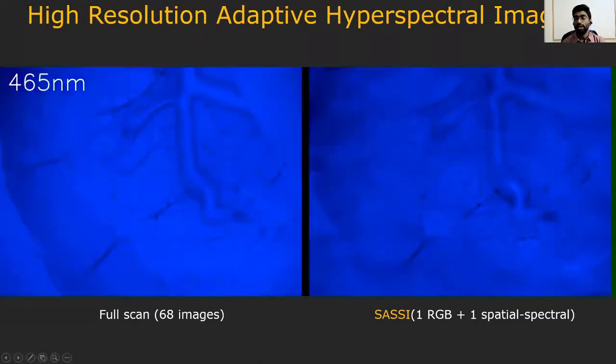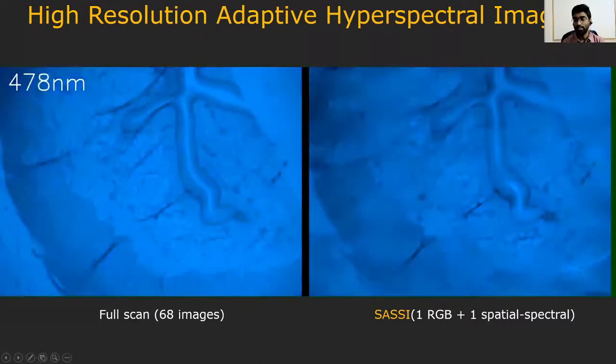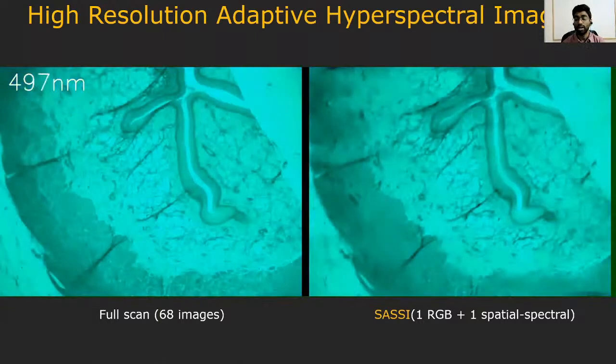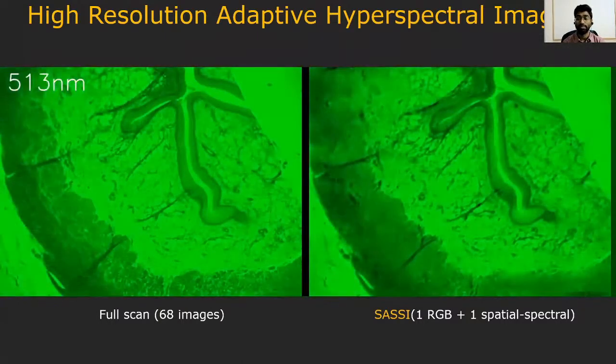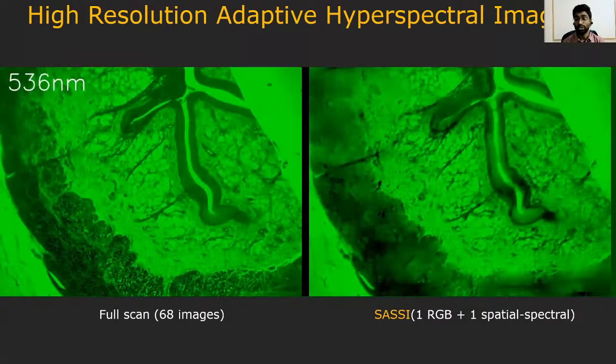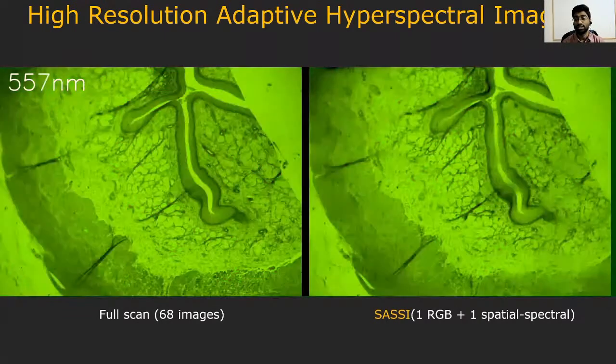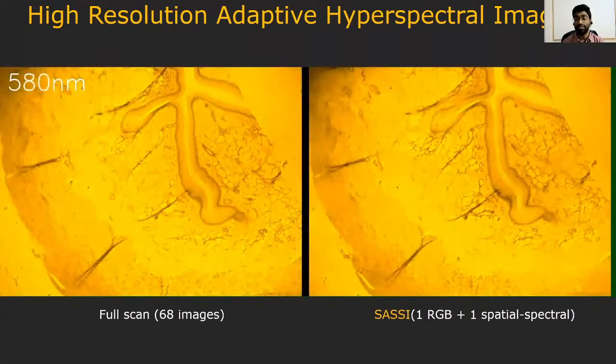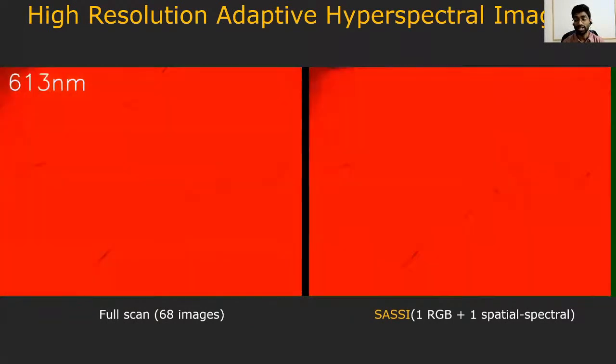This work focuses on building high spatial, spectral, and temporal resolution hyperspectral cameras by relying on adaptive sampling mechanism. Our approach can capture highly complex objects, such as microscopic images, with as few as one RGB image and a sparse set of spectral measurements. To understand the importance of such a system, let us dive into how hyperspectral images are scanned.